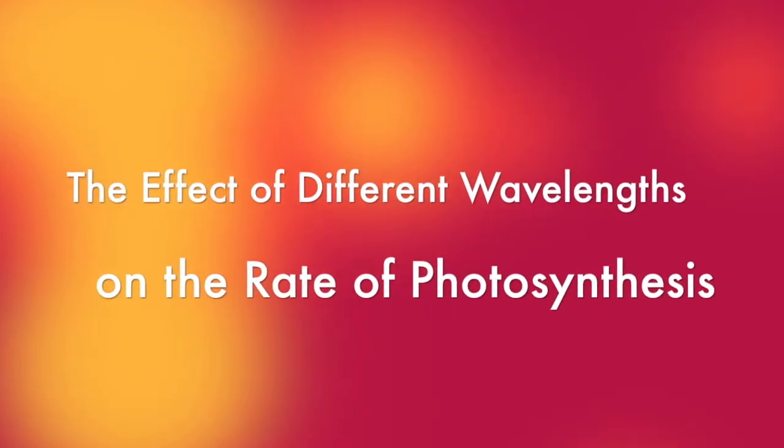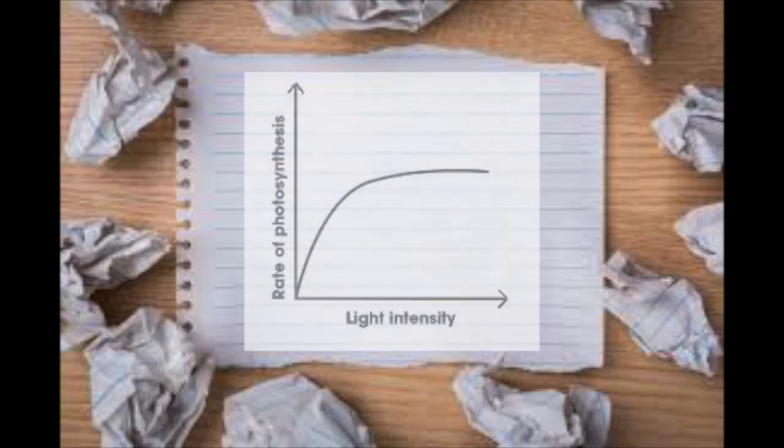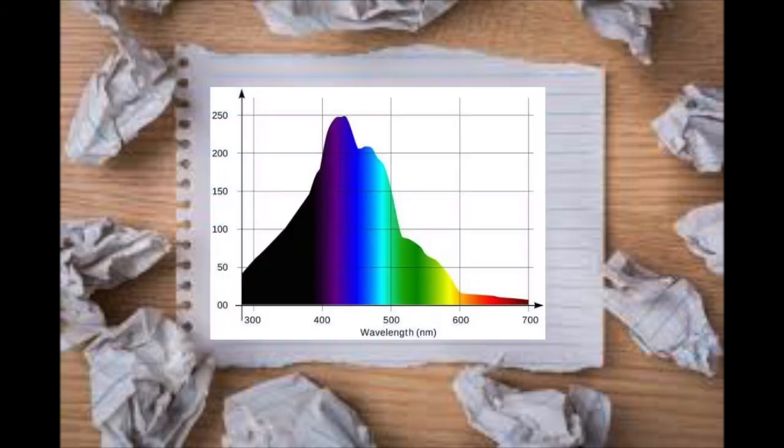The effect of different wavelengths of light on the rate of photosynthesis. The purpose of this lab was to identify how the rate of photosynthesis is impacted by various wavelengths of light.